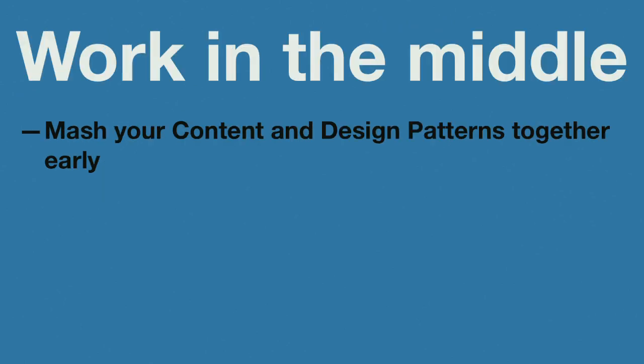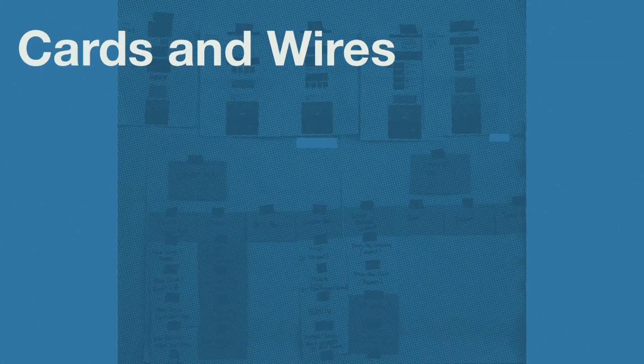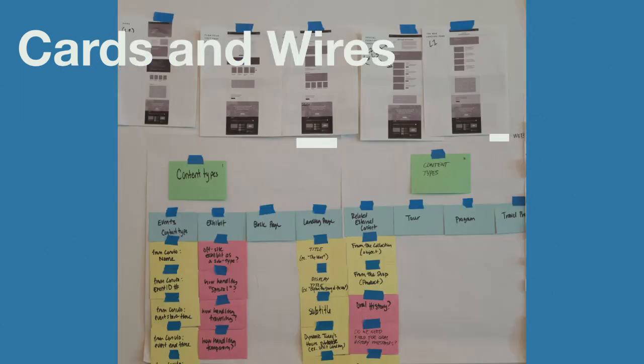And we've really been thinking about working in the middle, again, that liminal space, mash these content and design patterns together early. You can see we like the physical component of things quite a bit. So cards and wires, you've got your abstract cards on the one hand, and you match that with the visual representation, your wireframe. That really helps expose things that are missing on one side or the other.